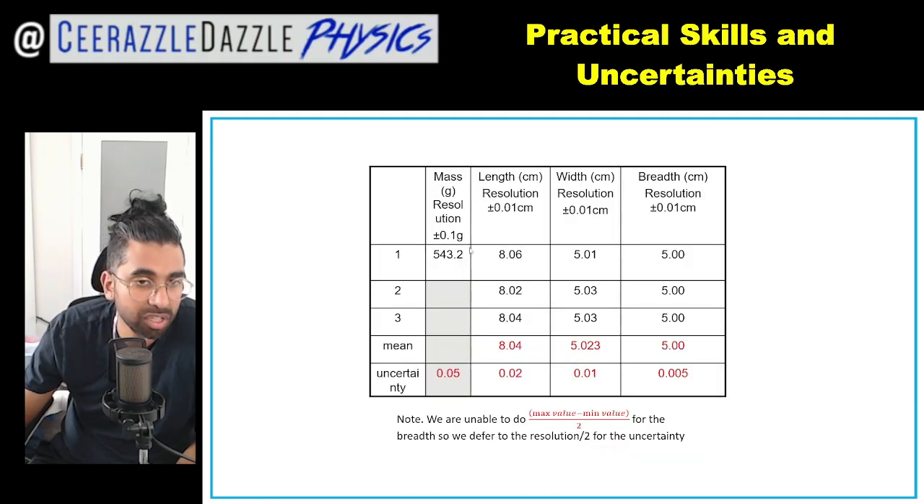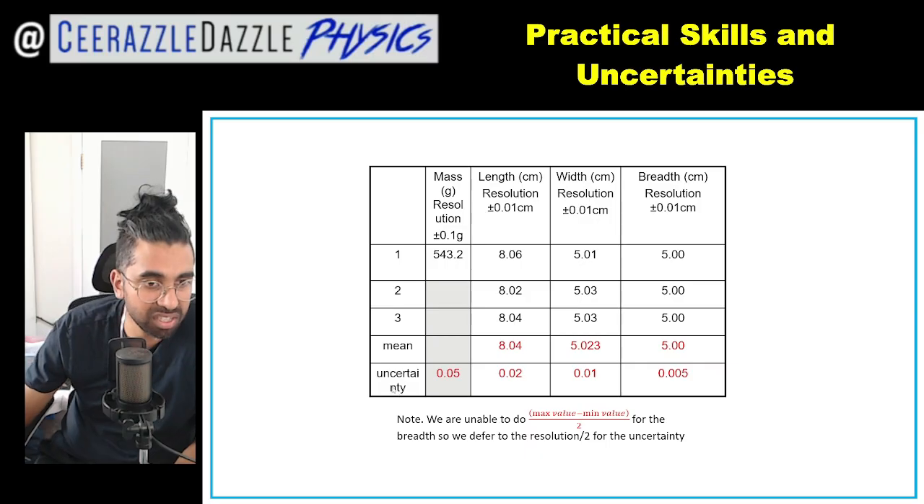So first of all, let's do this. So here's my expanded table. So the mass, there we go, it's still the same. Now the length, don't forget, it was 8.6, 8.2, 8.4. Let's work out the mean of it. It's 8.04. If you were to work out the mean of this. The width, let's do that as well, 5.023. The breadth of it, 5.00. So we've got the mean of all of them, the length, the width, and the breadth over here.